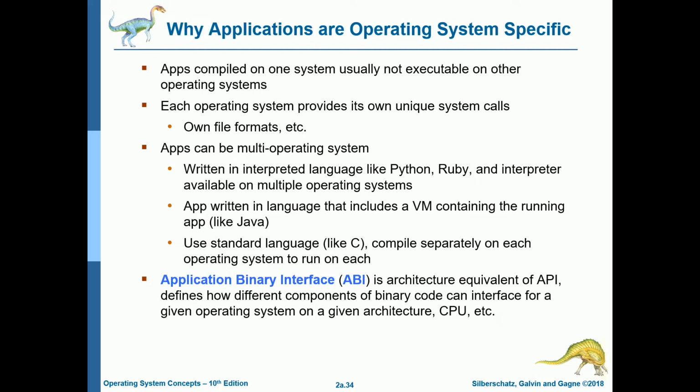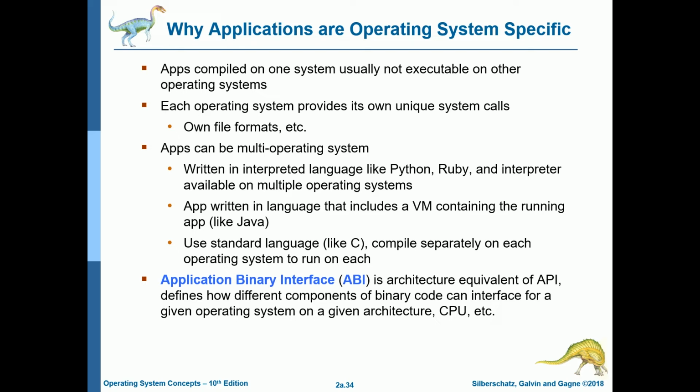Another approach is the application can be written in a language that includes a virtual machine containing the running application. The virtual machine is part of the language. One example of this is Java. Now, Java includes a Java virtual machine and also a bytecode verifier and other components that need to be loaded. Now, these types of systems have similar disadvantages as we discussed before with the interpreters.